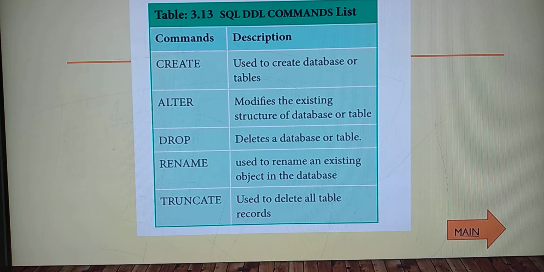Next is truncate. Truncate is used to delete all table records. The records that you have under a single table, to delete them you have the truncate command. So these are the commands that are available under DDL. DDL is nothing but Data Definition Language. Next we can have the next type.